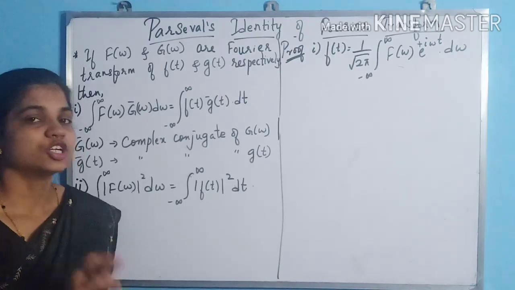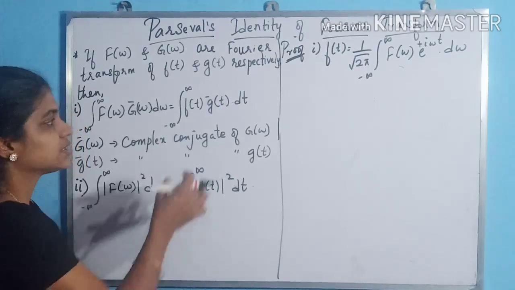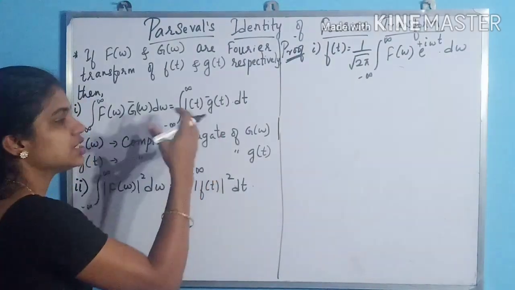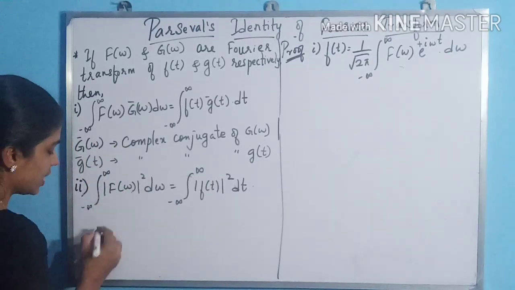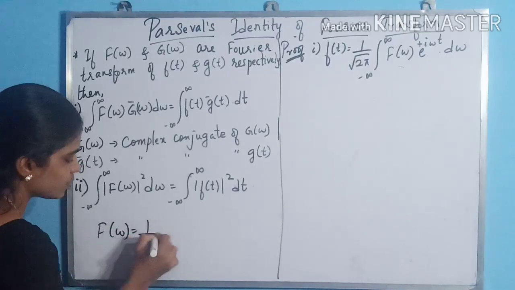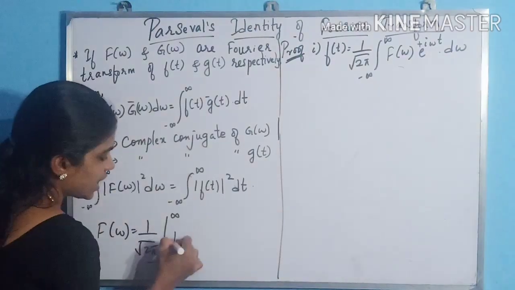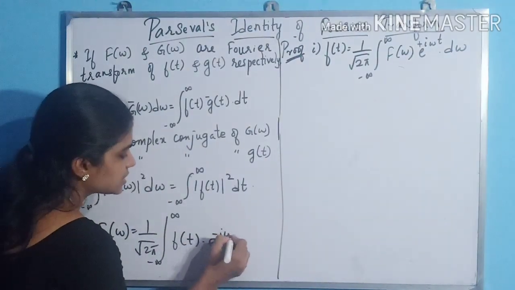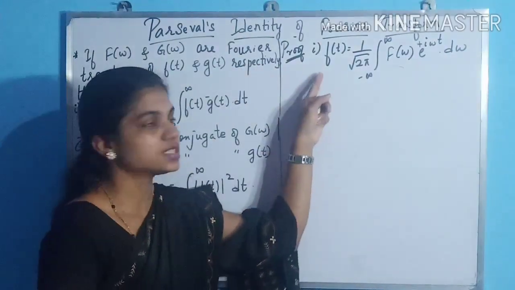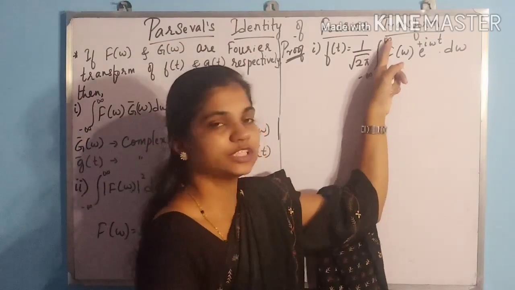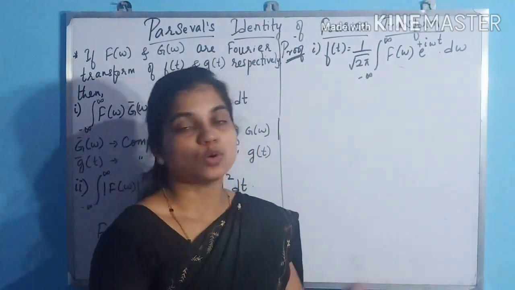Let's prove the first one. Before proving the first one, we should know what is f of t, g bar of t, F of omega, and G bar of omega. So we know that F of omega is 1 by root 2 pi integral from minus infinity to plus infinity of f of t e to the power minus i omega t dt, and f of t is 1 by root 2 pi integral from minus infinity to plus infinity of F of omega e to the power i omega t d omega.